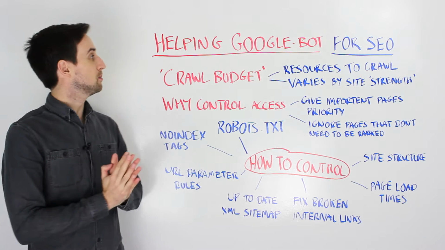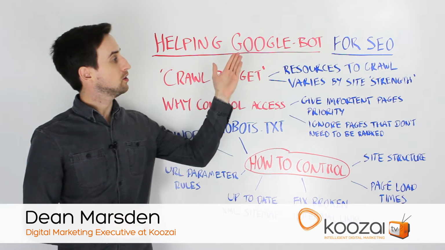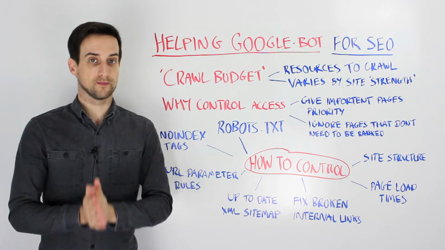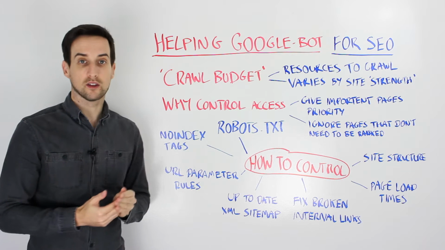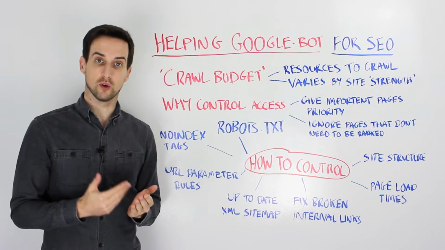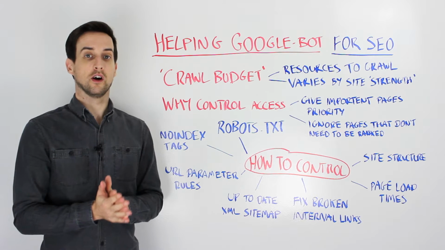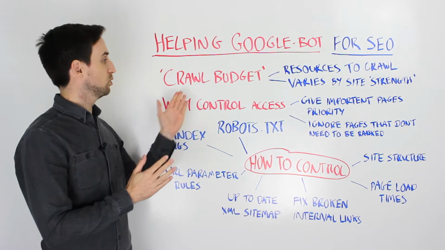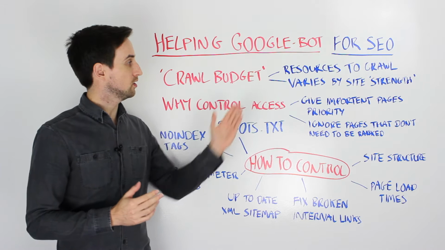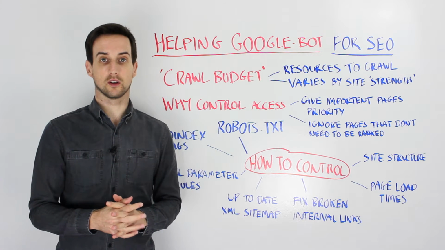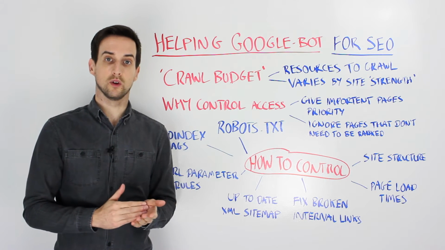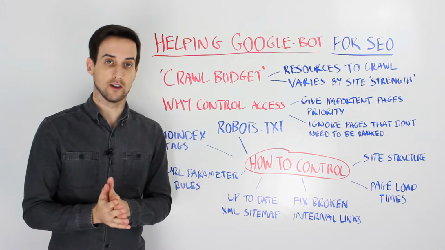Hi, today we're going to be talking about helping Googlebot to help improve your SEO results. You may think that you want Google to come and crawl and index every page of your website. However, there's a thing called crawl budget, which is a finite amount of resources that Googlebot has to crawl and index your website every time it visits it.